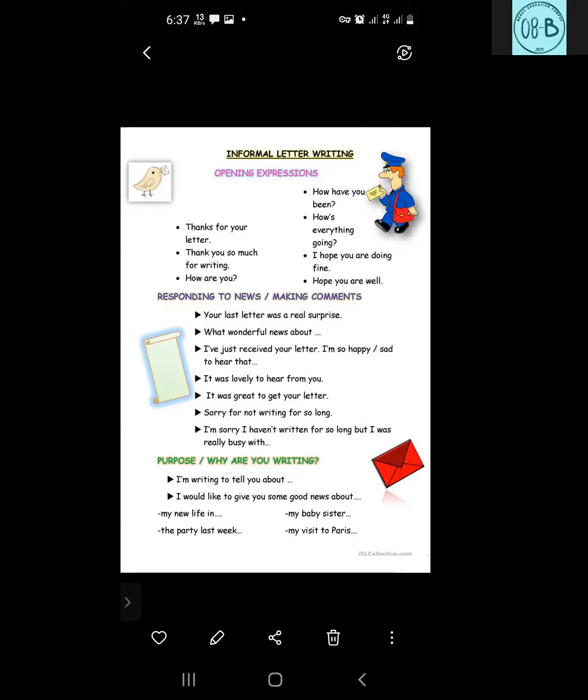So here, how to start a letter. The first one, opening expressions. What are the expressions given here? The first one is "Thanks for your letter." We use this to thank. When we start with "Thanks for your letter," the person we are writing to has already sent us a letter, so we thank them for it. The second point, "Thank you so much for writing." That is, if the person usually writes to you and now you are going to write a letter to them, then we can use this phrase.